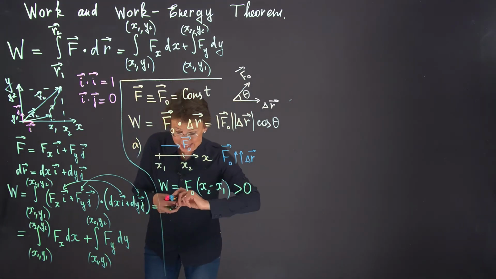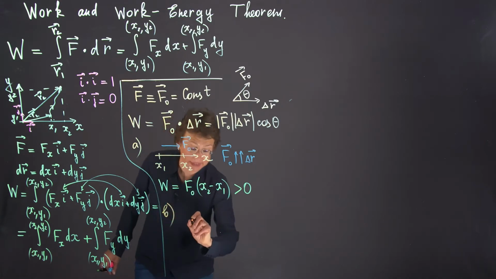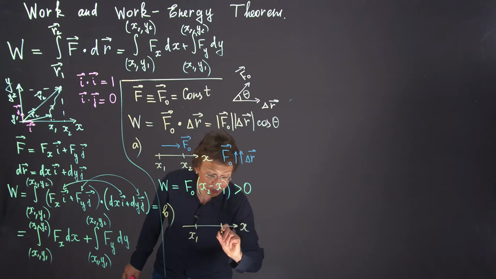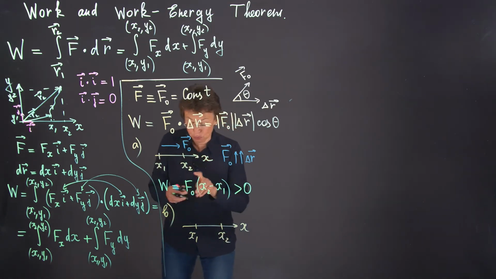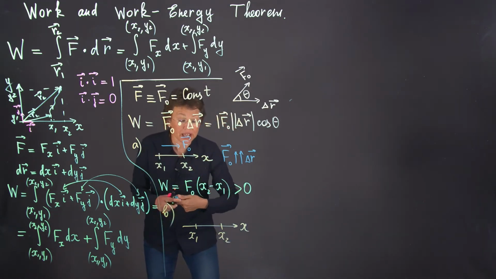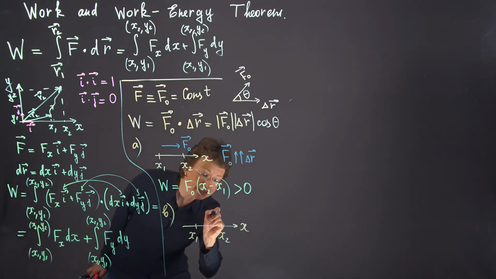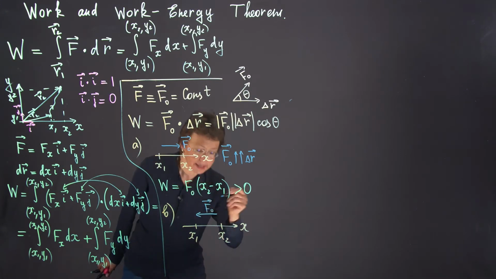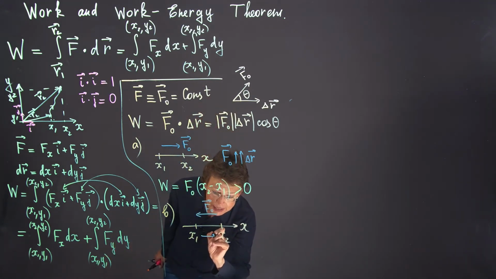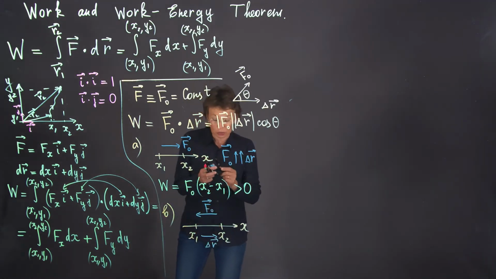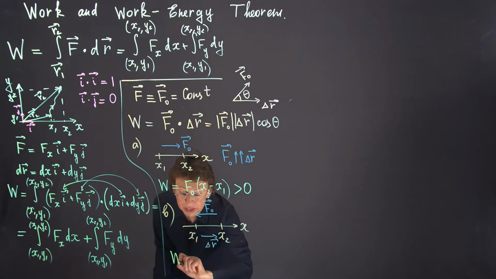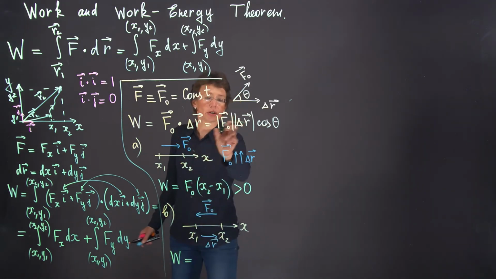Now we will consider the next special case when I move the object again from x1 to x2. And the force acting on the object will be now in opposite direction to the displacement. This is the force F naught. The object moves to the right. This is the direction of this displacement, delta r. So what will be work done by this force? Let's look at this formula.